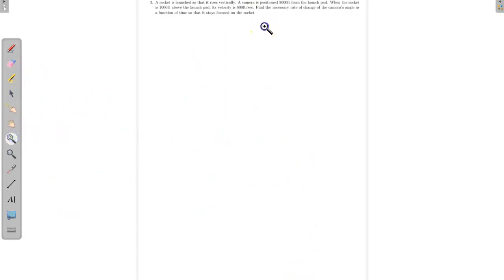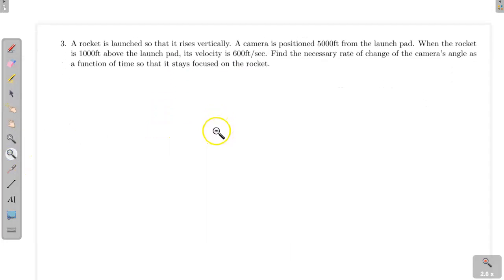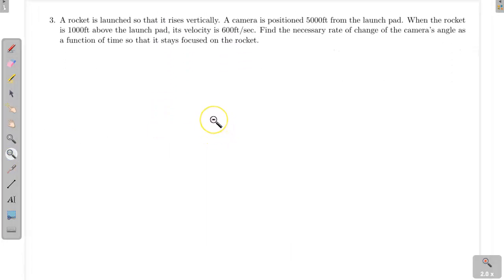And our last problem is like the full word problem where you have to read it, figure out what's going on. And there it is. Okay. All right, so here we have a rocket being launched and it rises vertically. So let's just draw a little picture, a little launch pad and a rocket.